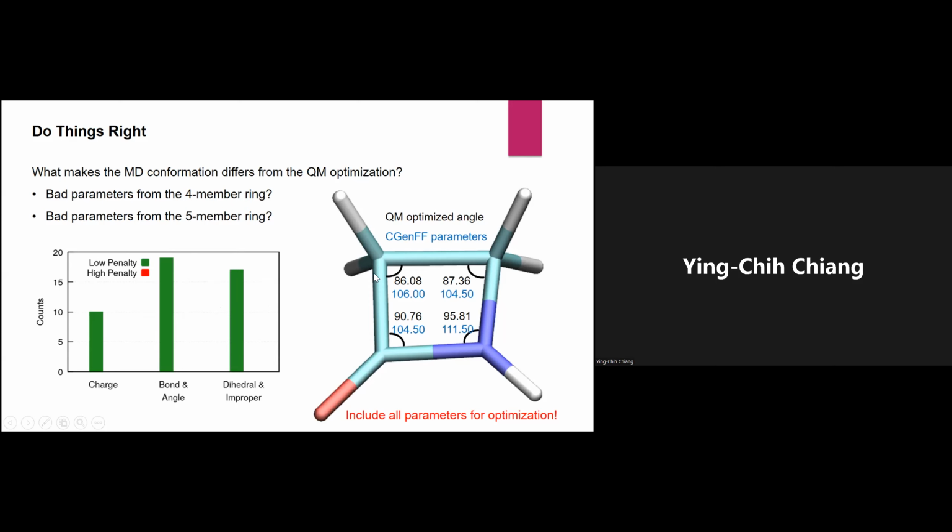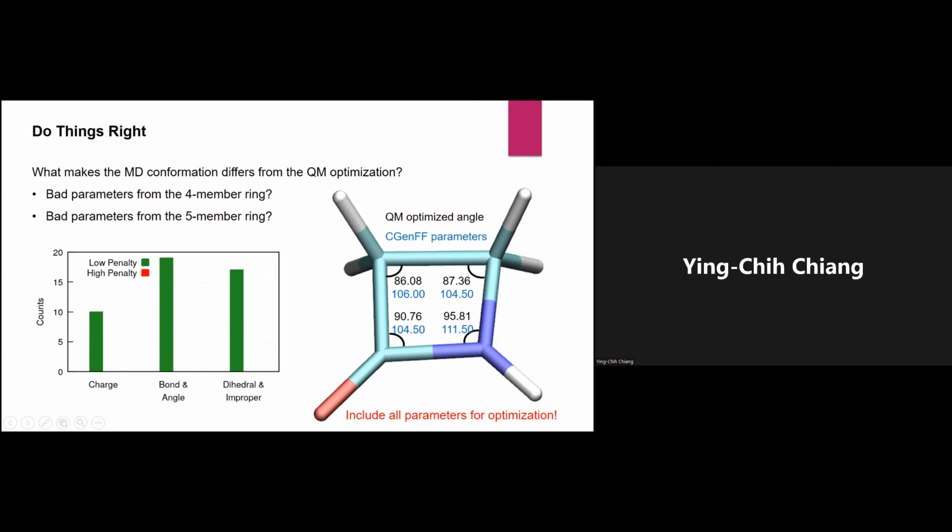However, if you look into the angle parameters given by the CGenFF, you will find that the quantum optimized geometry gives you an angle of around 90 for the full angle, because the ring is forming a plane. But CGenFF parameters give us a value that is way above 100, which is completely off.